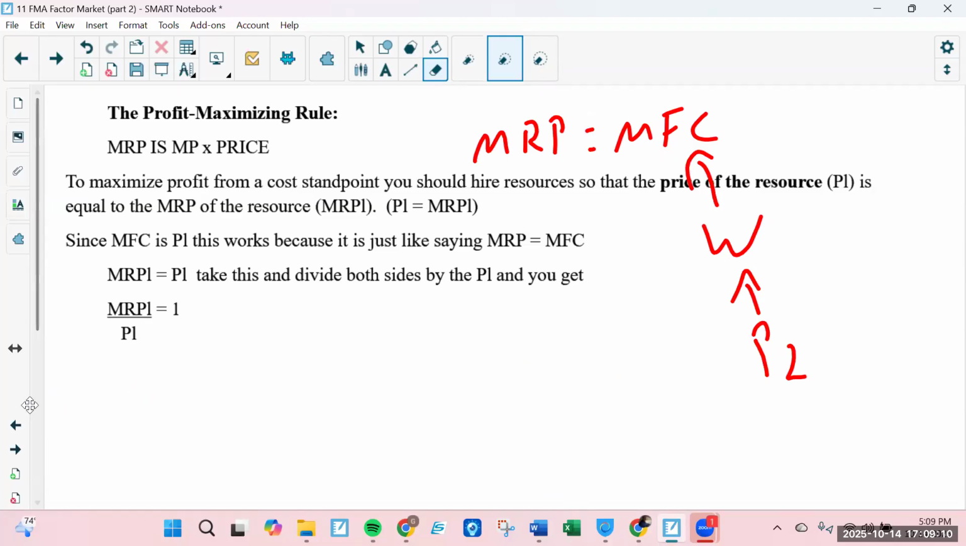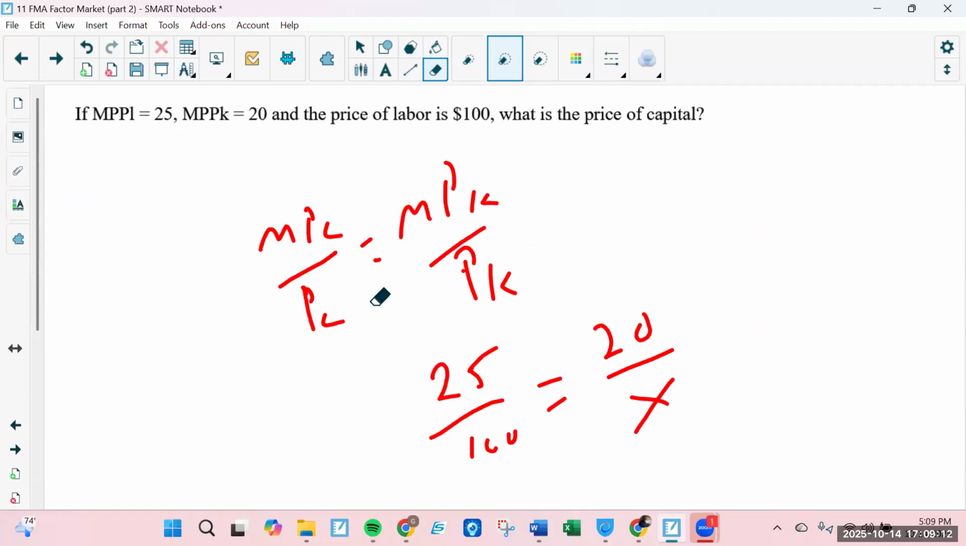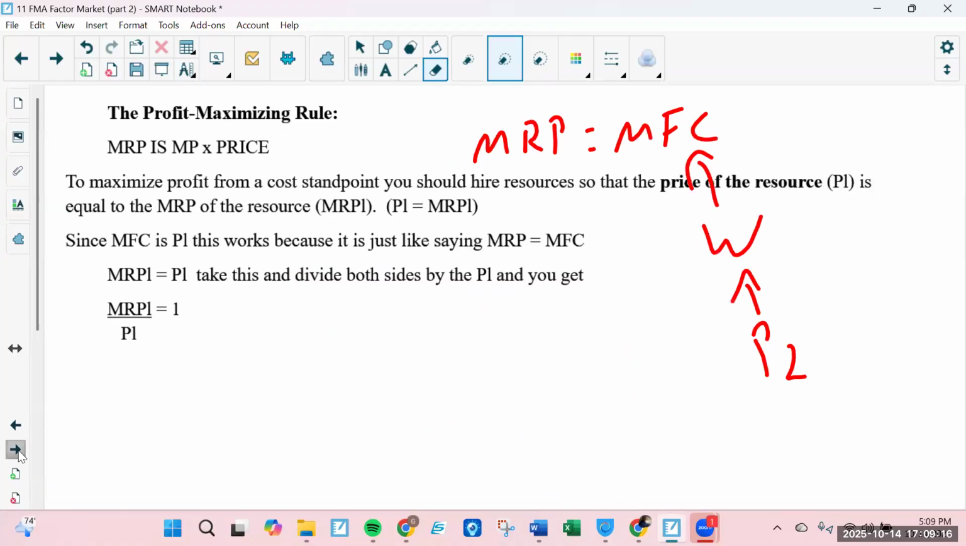Okay, so you can kind of see where we're going with this. Back here, when I was talking about the price of labor, it's the wage, and it's MFC, the marginal factor cost. So what we can now do is take this formula, MRP equals MFC, and change it to MRP is equal to the price of labor, because MFC is the same thing as the price of labor. So we've got MRP equals the price of labor.